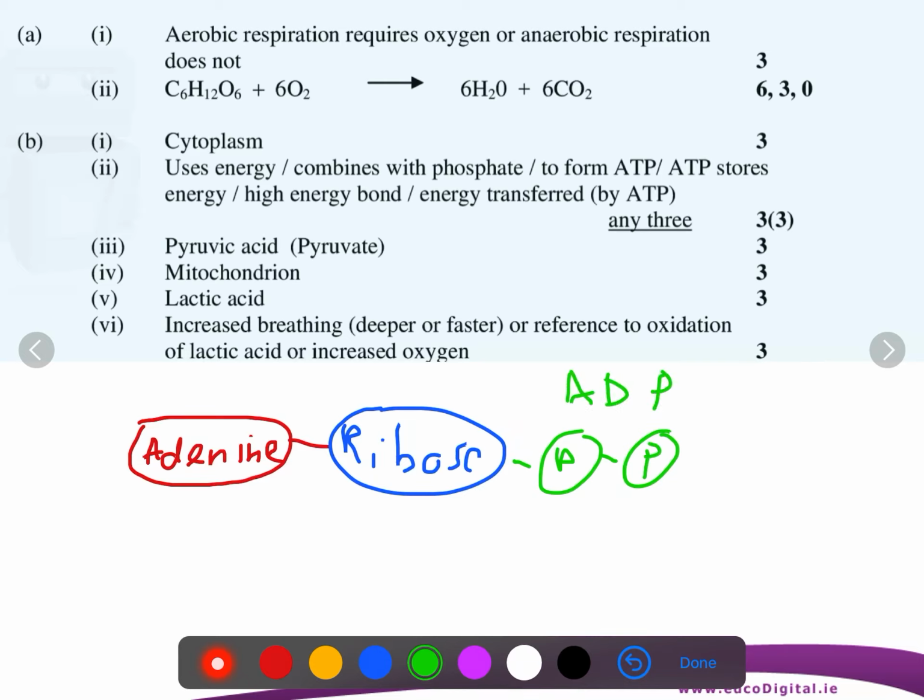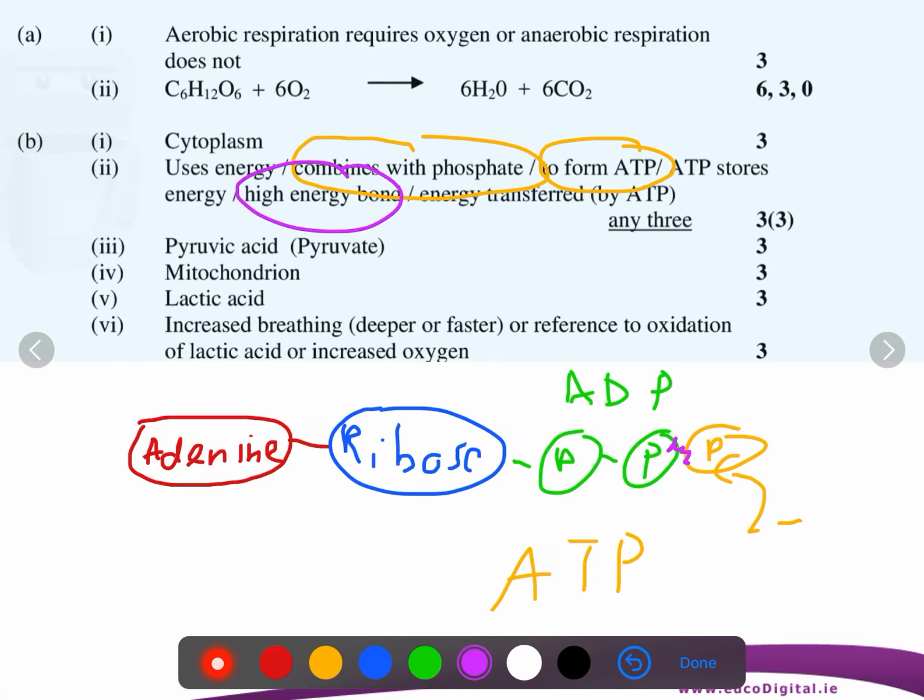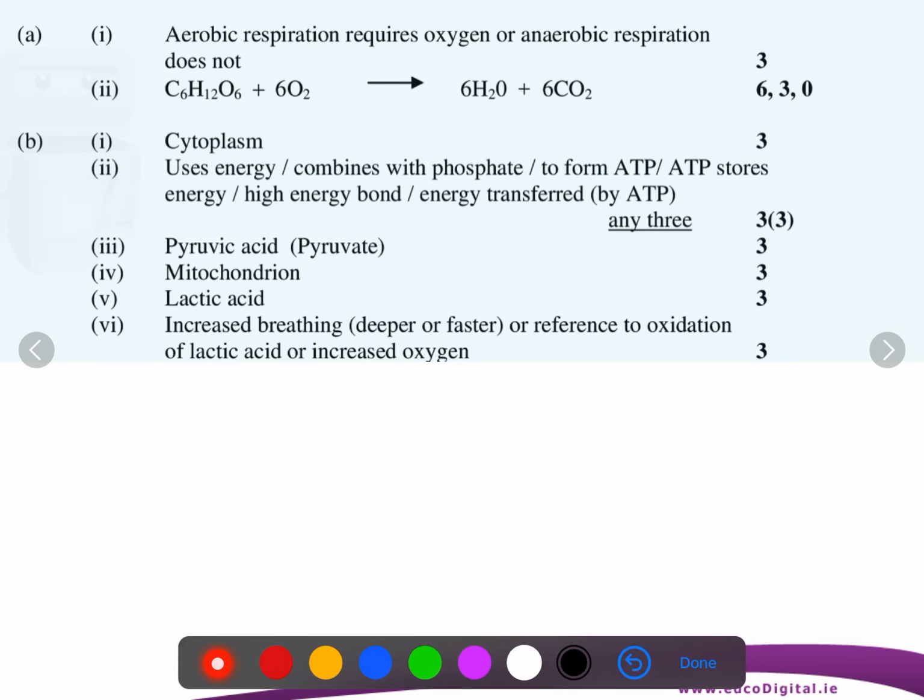So what does it do? It allows another phosphate to join to make ATP. Combines with phosphate. There, in one sentence I've hit 2 things. In between the third and second bond, we have a high amount of energy. Here, high energy bond, which can break off to become ADP again and then release some energy. So that's sometimes how a diagram can help you explain it.